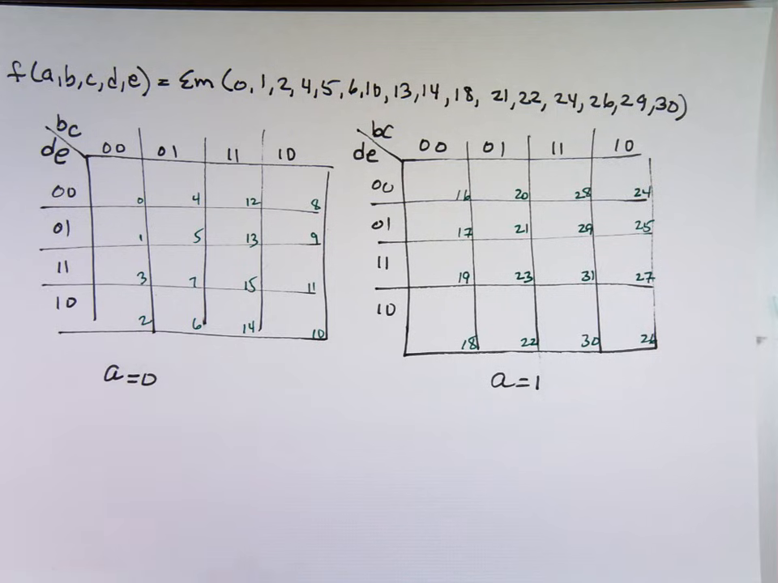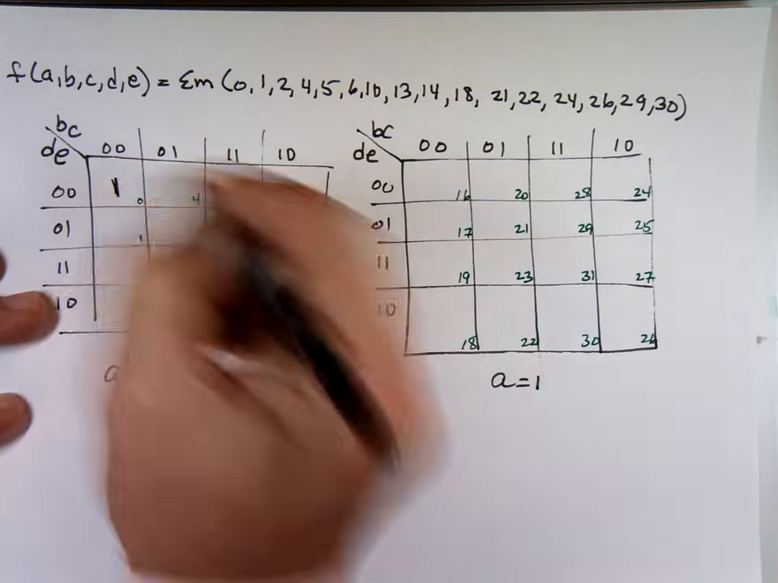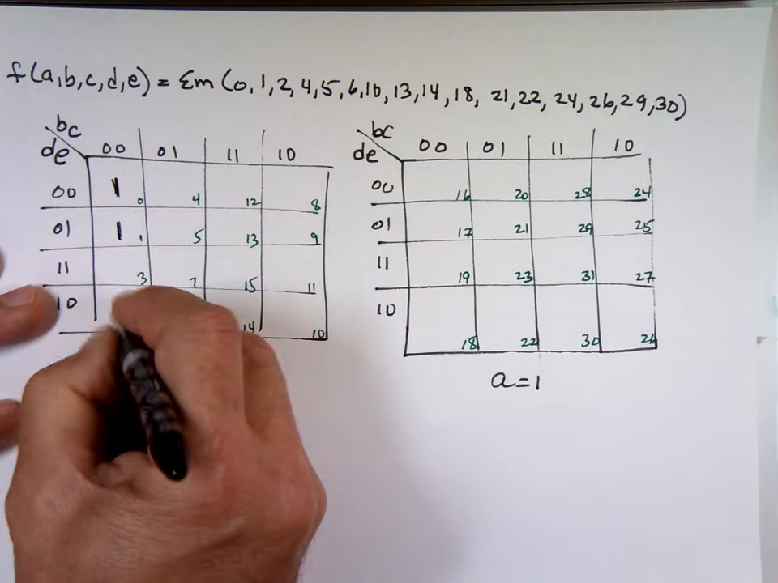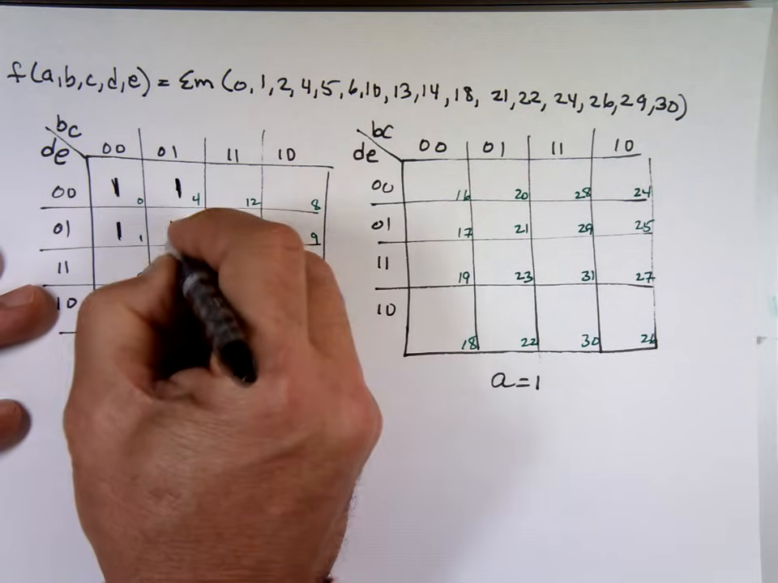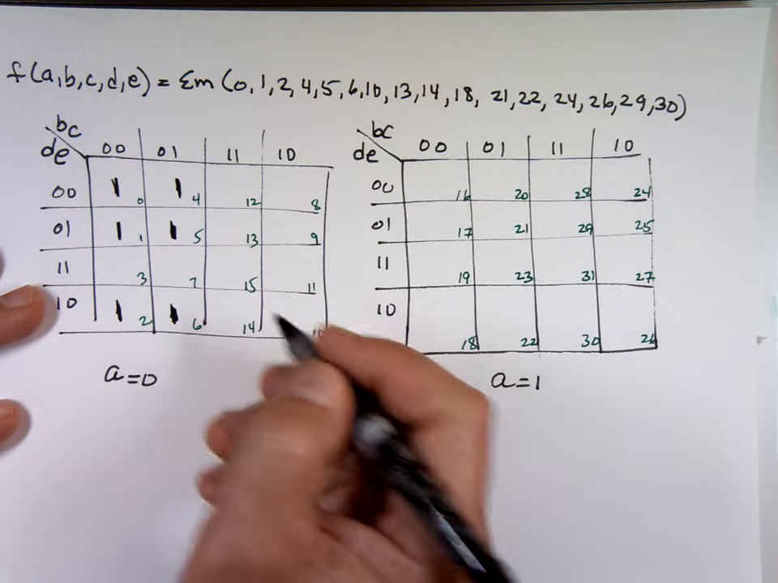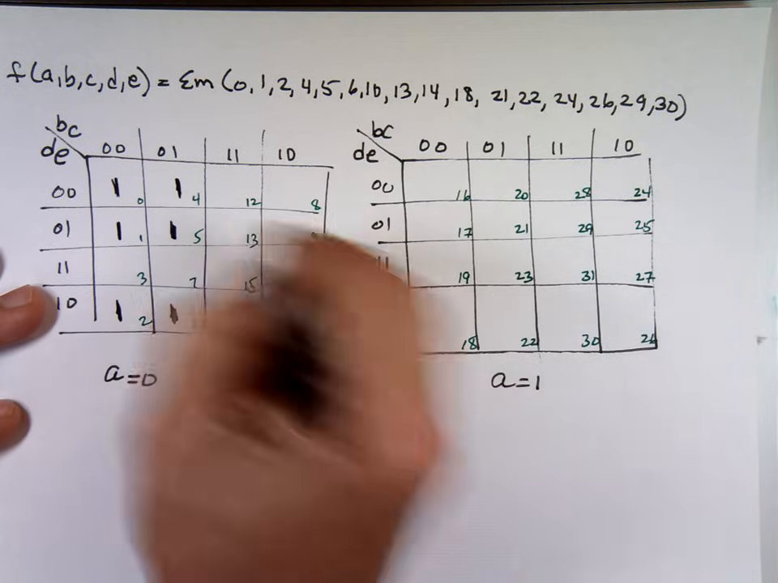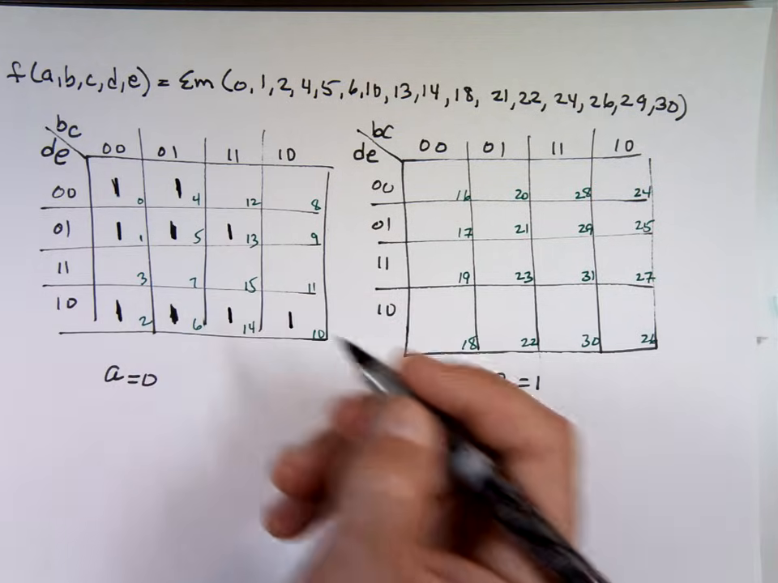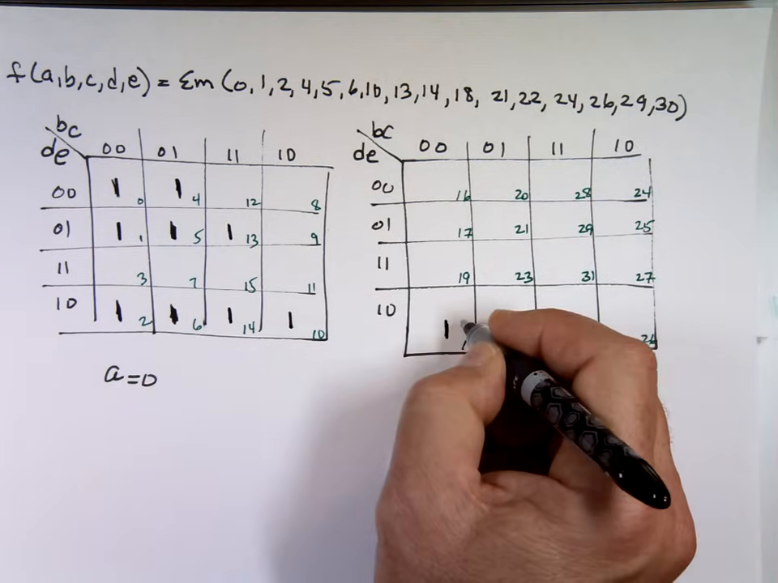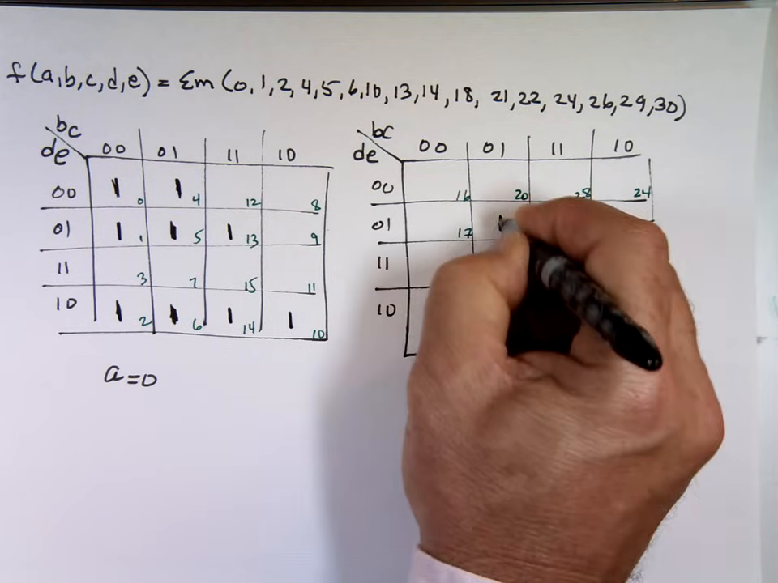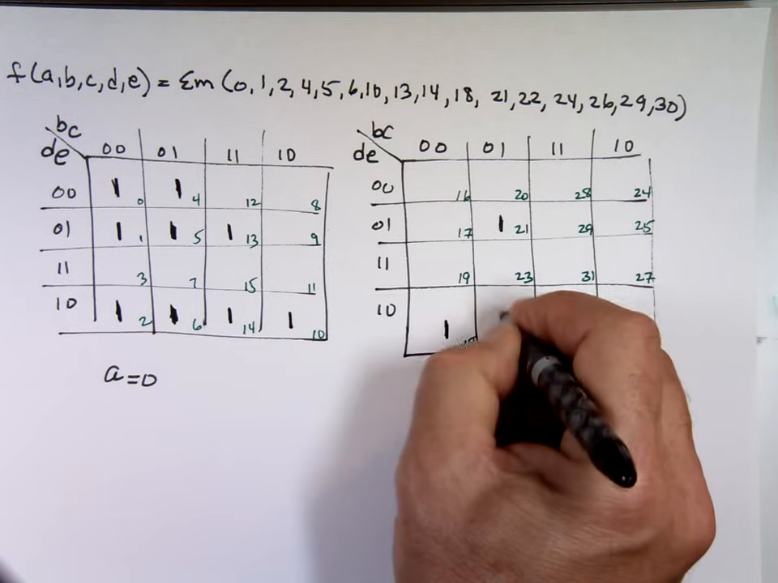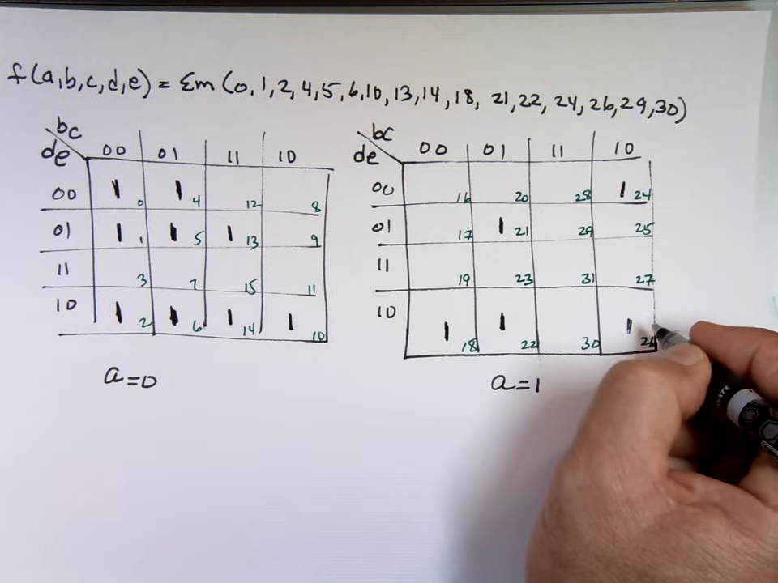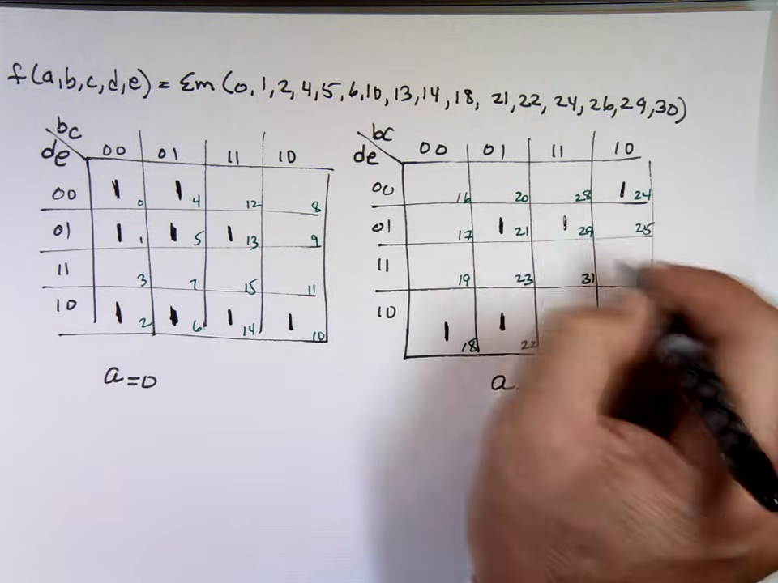Let's look at the first group. You have a value of 1 at 0, at 1, at 2, at 4, at 5, 6, 10, 13, 14, now we go 18, 21, 22, 24, 26, 29, and 30.